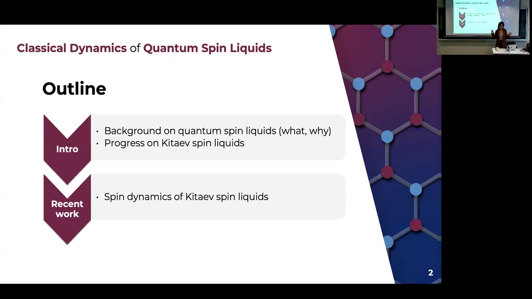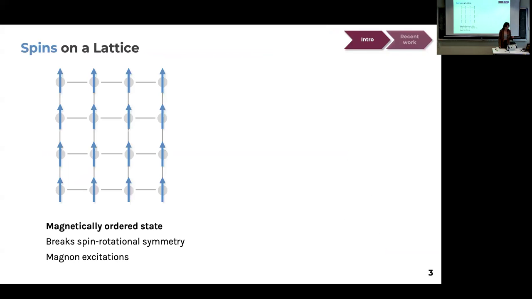using classical dynamical simulations. Okay, so when you have spins that are localized on a lattice, you can have a couple of different states arise, and one of them is the traditional magnetically ordered state. So these are just when you have spins that are pointing in some direction and they're ordered. In this case, it's a ferromagnetic state, so then they're all pointing in the same direction. And these states break spin rotational symmetry, and so the excitations are magnon excitations.